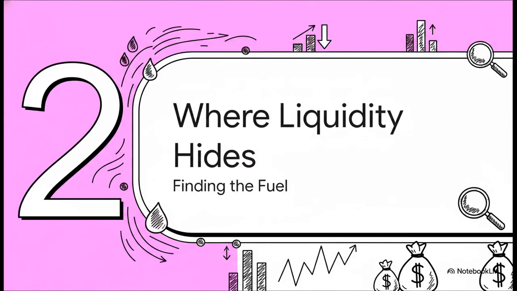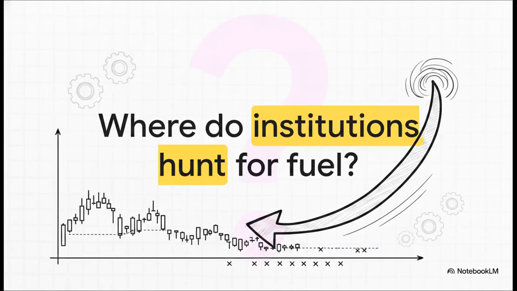Okay, moving on to Section 2. Where exactly does all this liquidity hide? I want you to be totally honest with yourself for a second and really think about your own trading habits. When you place a trade, where do you instinctively hide your stop loss? Think about that point on the chart. Odds are you're putting it exactly where practically every other retail trader is putting theirs.